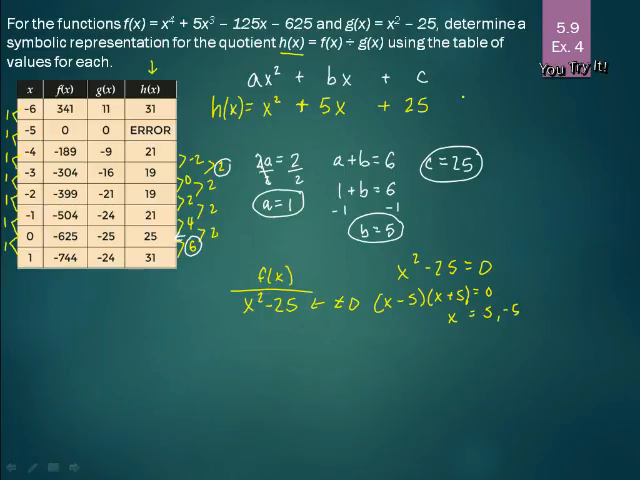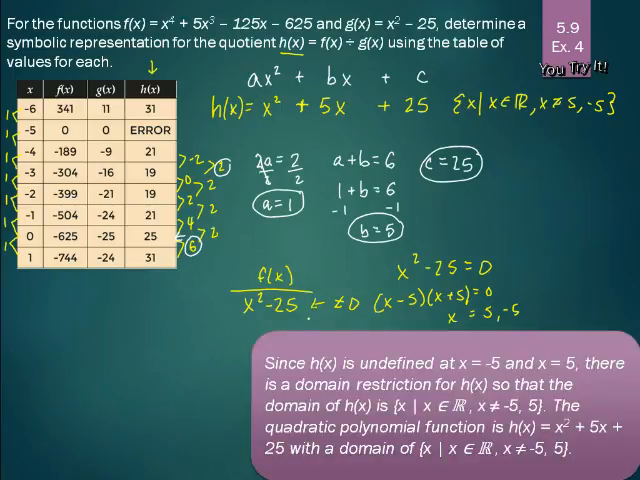And so we can write that as the set of x's such that x is in the real number set and x is not equal to 5 and negative 5. And that's because of having x squared minus 25 in the denominator of the quotient. So let's go ahead and summarize our answer. Since h of x is undefined at x equals negative 5 and x equals 5, there's a domain restriction for h of x so that the domain of h of x is the set of x's such that x is in the real number set and x is not equal to negative 5 and 5.